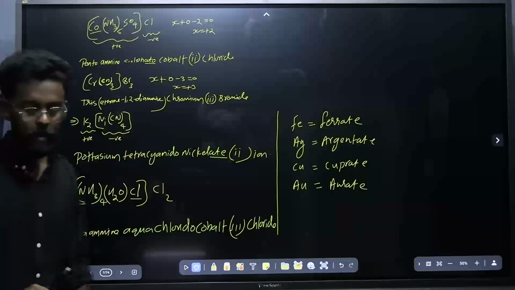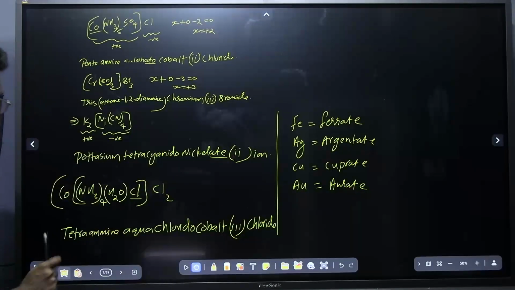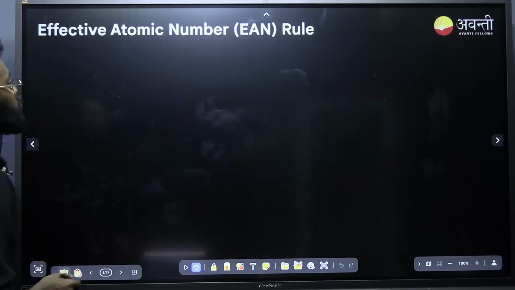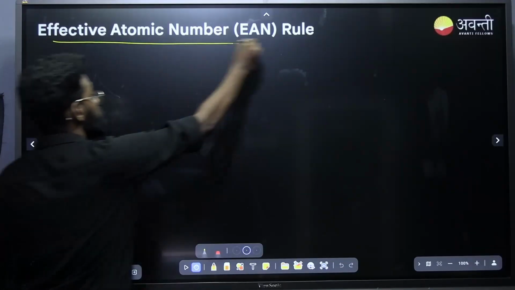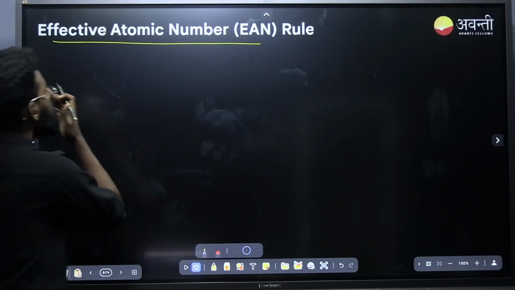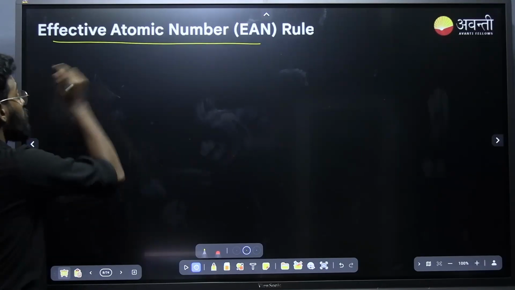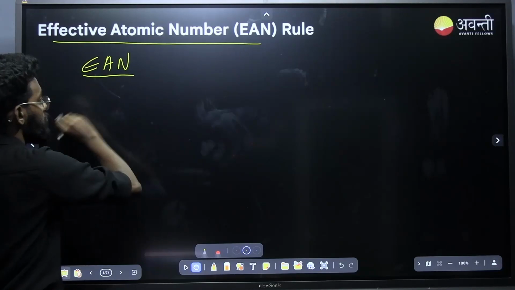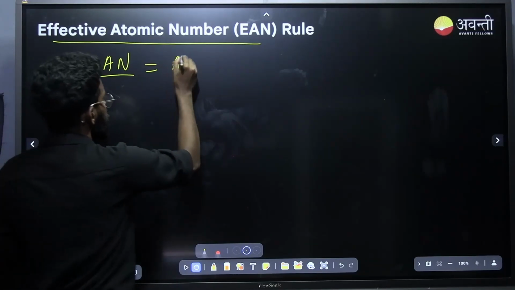Shall I move to the next topic, that is effective atomic number? Effective atomic number will tell you the stability of a coordination complex. How it tells the stability of a coordination complex, I will explain now. Listen here, students. First of all, we will find the EAN, effective atomic number. How can we find it out?